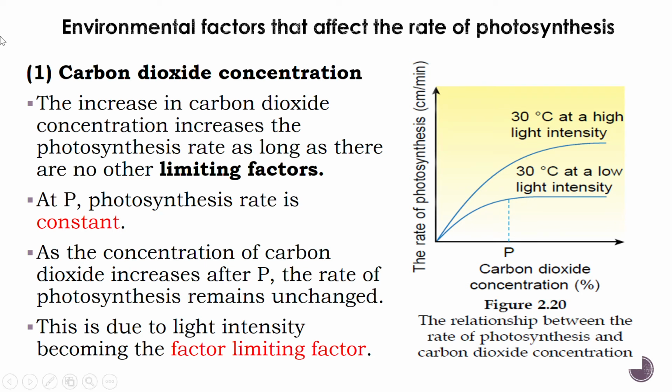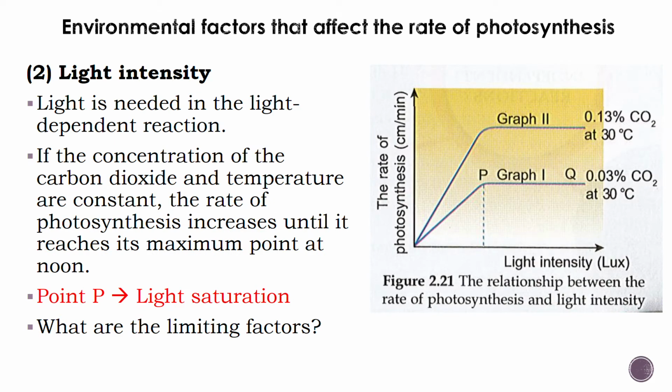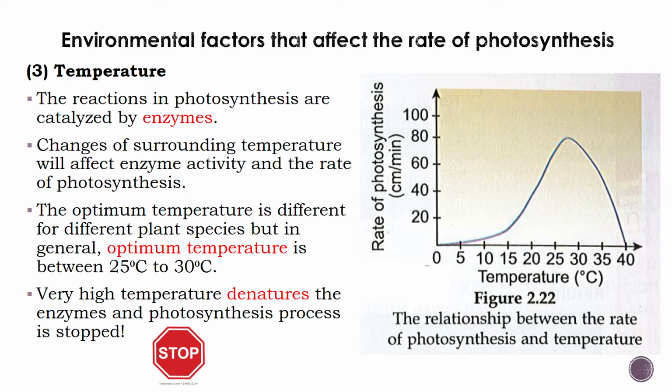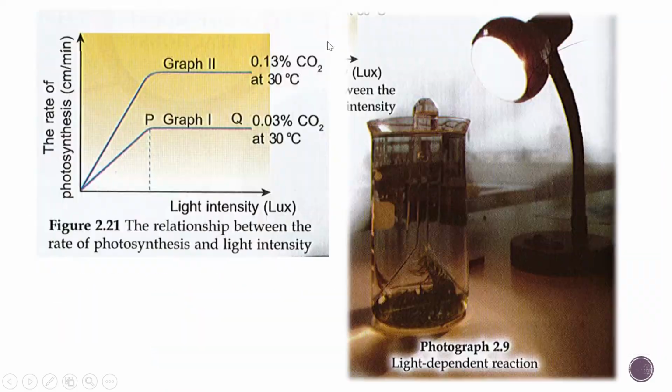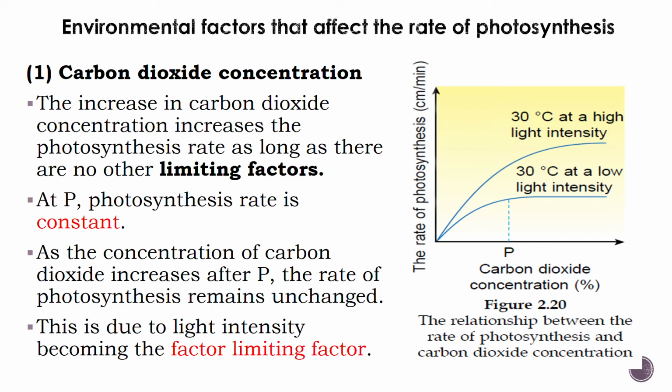Okay, let's look at the last part of 2.4. Subtopic 2.4 is on the environmental factors that affect the rate of photosynthesis. Three of those environmental factors are the first one, carbon dioxide concentration, light intensity, as well as temperature. So the first one, carbon dioxide concentration.